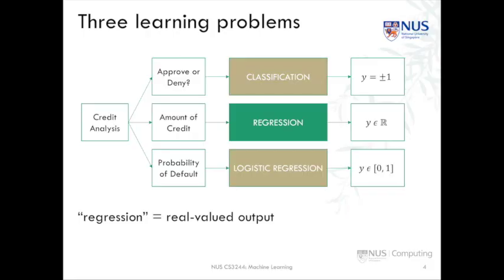By looking at the credit analysis problem, we can see that there's actually three different types of learning problems. The first problem is to decide for a credit application whether to approve or deny the request. This is a binary classification problem, and we've learned one algorithm to do that, which is the perceptron learning algorithm.